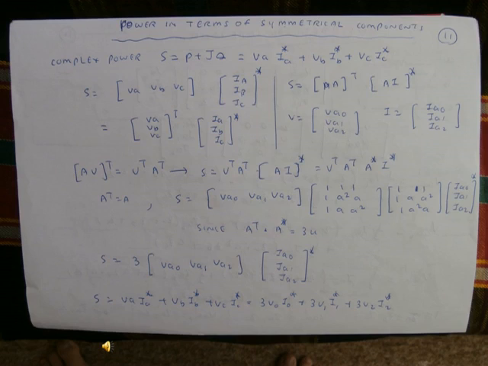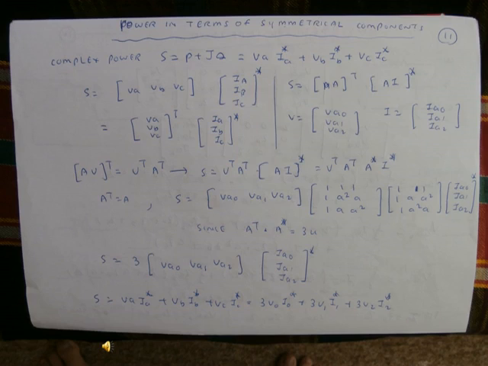Star means a conjugate. So the complex power S equal to P plus jQ, so VA times IA conjugate plus VB times IB conjugate plus VC times IC conjugate. S is equal to the VA, VB, VC matrix multiplied by the IA, IB, IC conjugate matrix, and therefore that is equal to the VA, VB, VC transform matrix multiplied by the IA, IB, IC conjugate matrix. So that will be S equal to A transform matrix multiplied by the A I conjugate matrix.